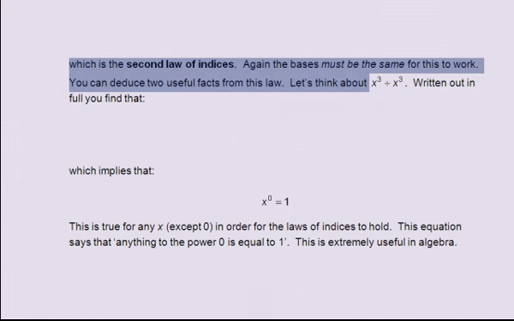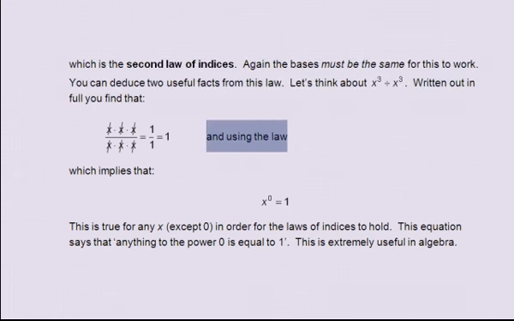Let's think about x cubed divided by x cubed. Written out in full, you find that x cubed divided by x cubed is the same as x times x times x divided by x times x times x. After cancelling down, you get 1 divided by 1, which is simply 1.